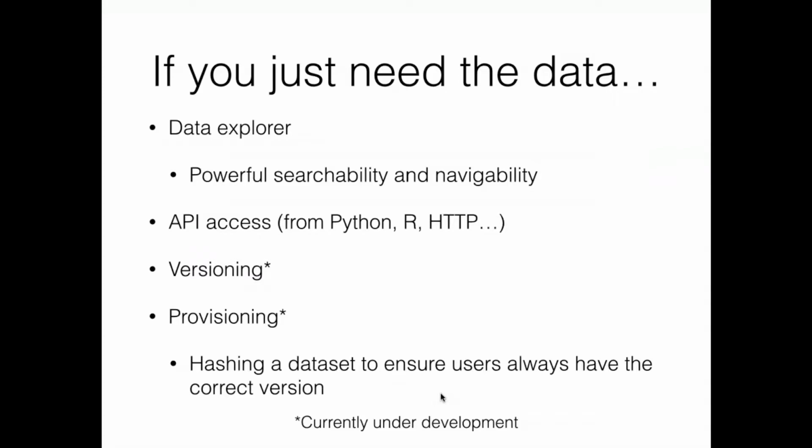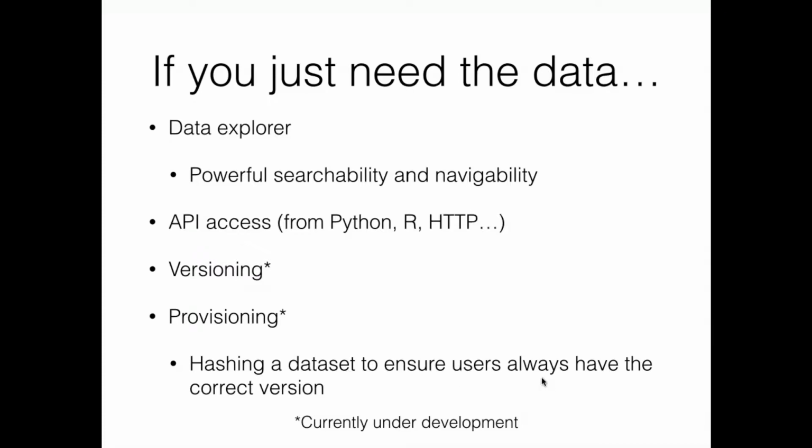If you just need the old style data, we already had some tried and true DC solutions. We had a data explorer, which gives you powerful searchability and navigability. We have the API access from Python, R, HTTP, and a bunch of other languages. We have versioning and provisioning that we're also working on for standard DC technologies, and for example, hashing a data set to ensure users always have the correct version.